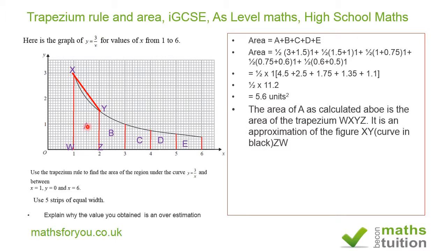And therefore, the same applies to strip B as well, and C, and D, and E. So clearly, the area we've obtained is greater than the area under the curve. Now note that as we move from left to right, the margin of error decreases.